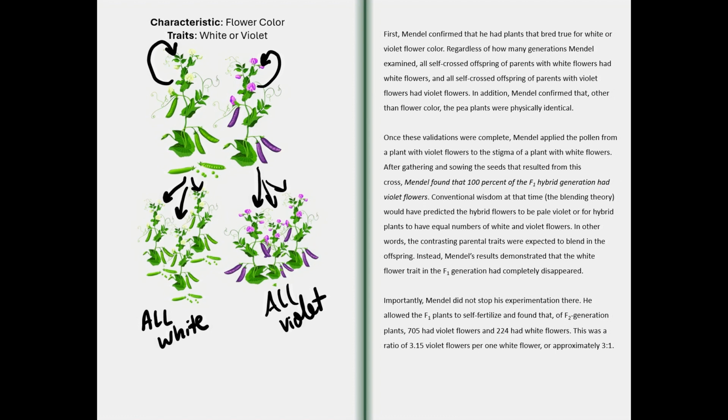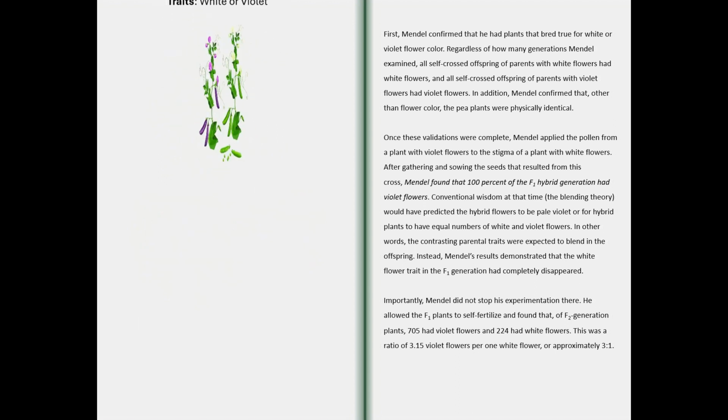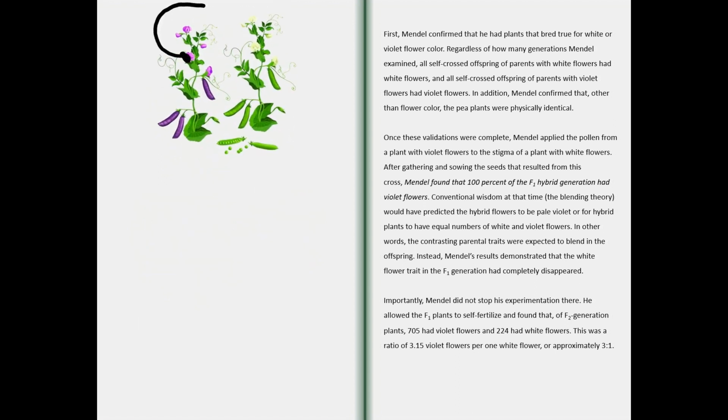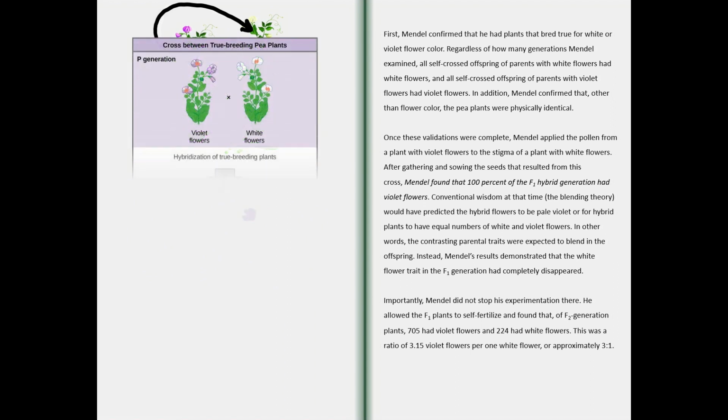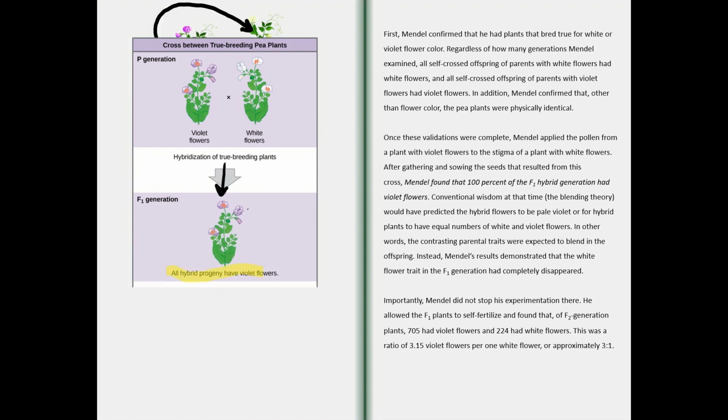Once these validations were complete, Mendel applied the pollen from a plant with violet flowers to the stigma of a plant with white flowers. After gathering and sowing the seeds that resulted from the cross, Mendel found that 100% of the F1 hybrid generation had violet flowers.